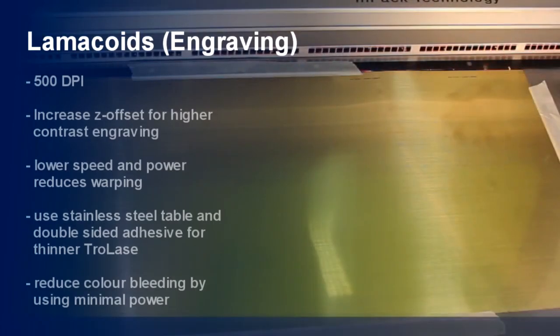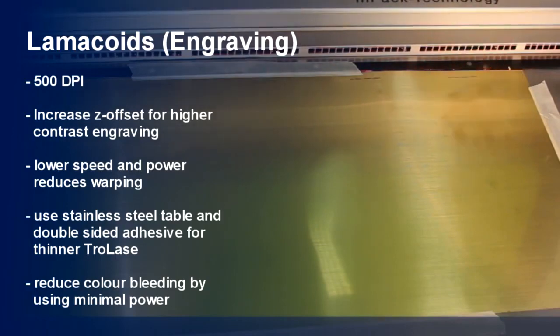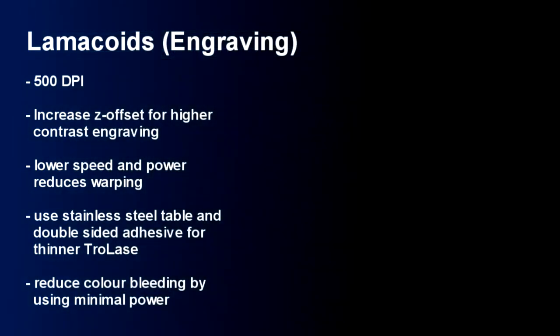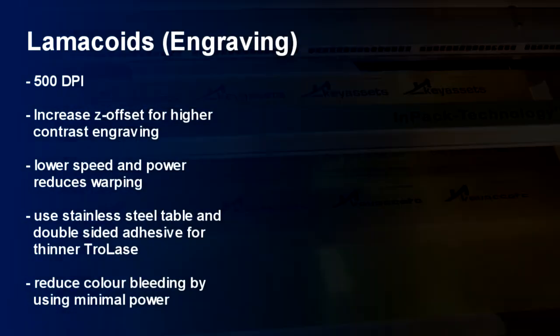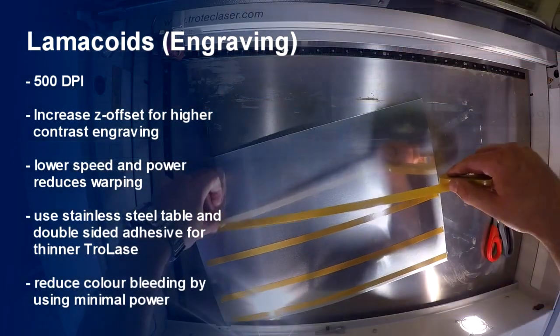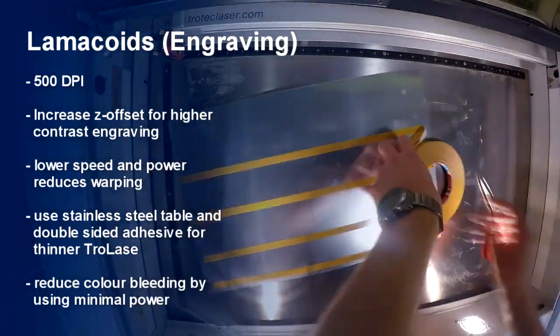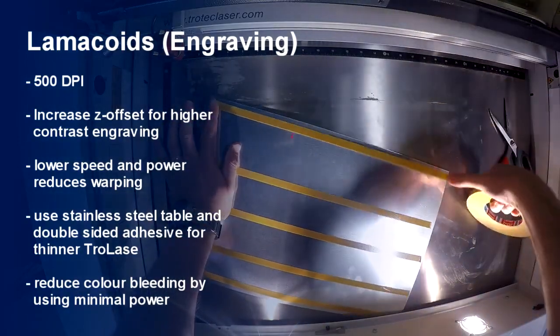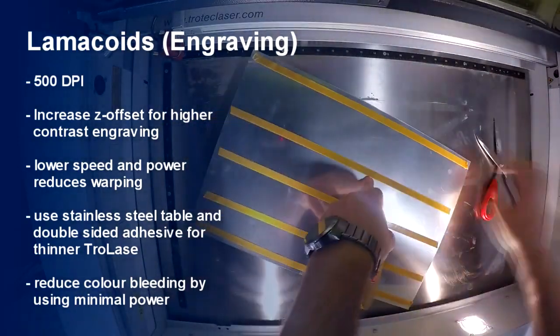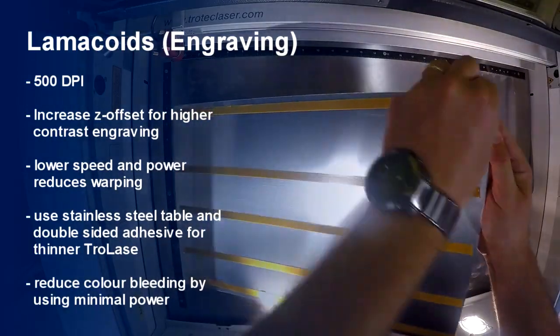Tips for engraving on Lamacoids. Use 500 dpi. Increase the Z offset value to create a higher contrast engraving. A lower speed and power will reduce the warping of the material. Thinner materials tend to warp easily with more heat applied. Therefore, use a flat cutting table and double-sided tape to prevent the material from bowing upwards.